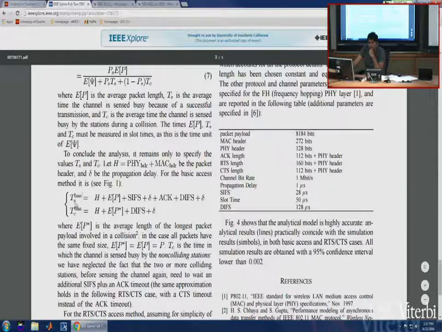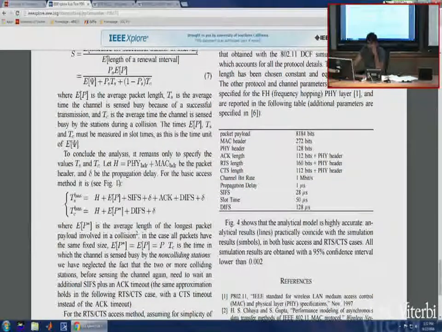So this is the success time. It includes the header, the actual packet duration, the SIFS time, the delta, which is a propagation delay, the acknowledgement time, and the DIFS, and so on. So all of this is taken into account in the success time, but only this portion of it is what they're counting for the throughput. And then for the collision time, they don't take into account some of these other things, there's no ACK, for example, and so on.